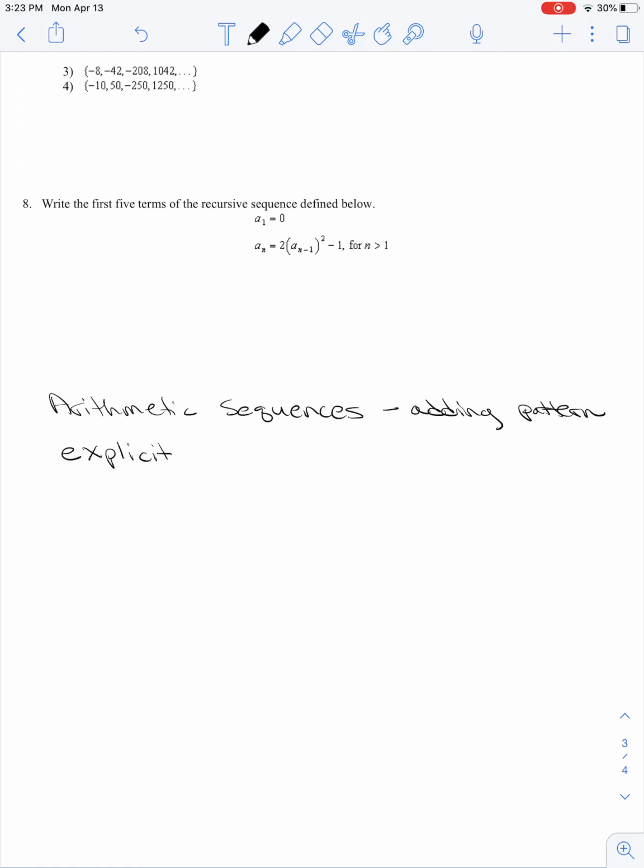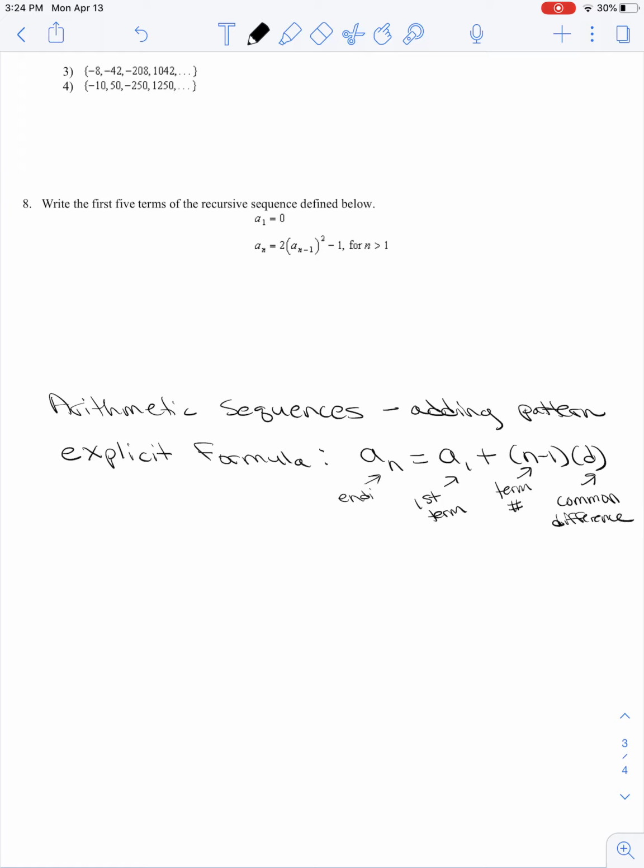So there's an explicit formula for an arithmetic sequence, and that's a sub n equals a sub 1 plus n minus 1 times d. So the a sub 1 is my first term. The n is the term number, and the d is the common difference. And the a sub n is the ending term.